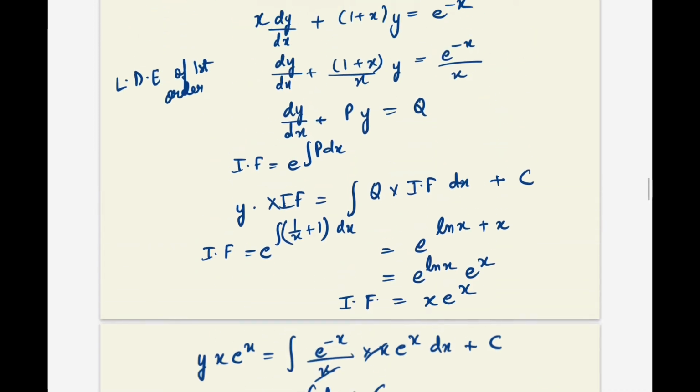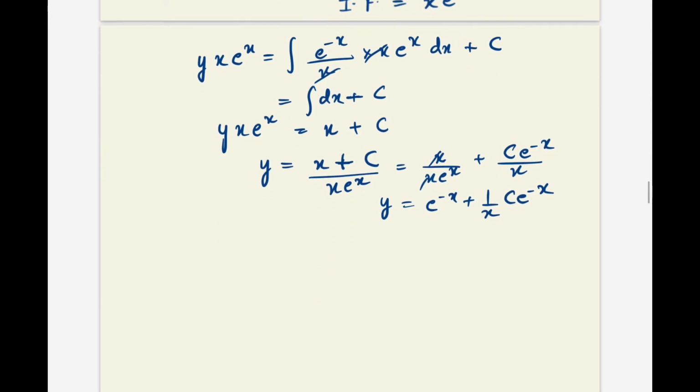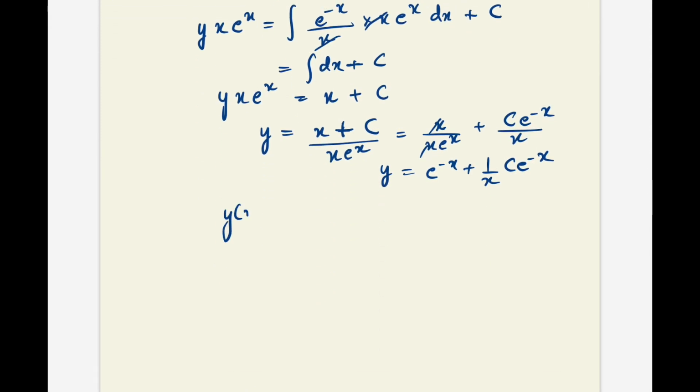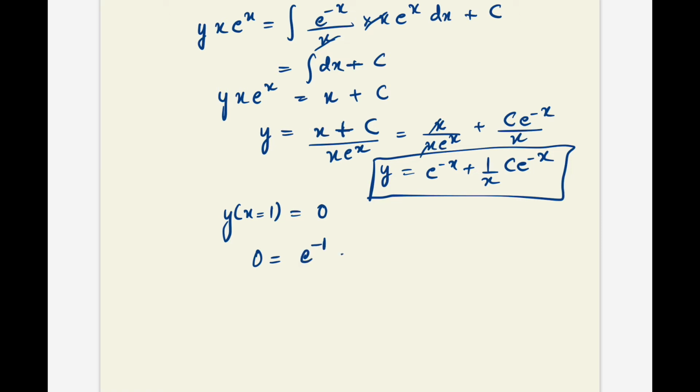So we are given the boundary condition y of 1 is equal to 0. If we put x equals 1, then y is 0. We put this in the above equation, which is the solution of the differential equation that we have solved for. We get e to the power minus 1 times (1 plus c), that is, e to the power minus 1 plus c.